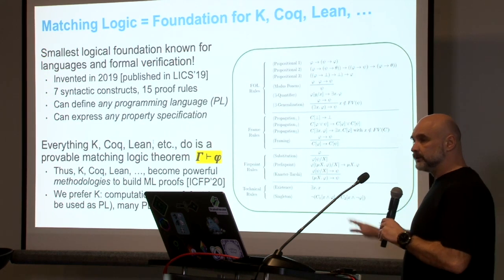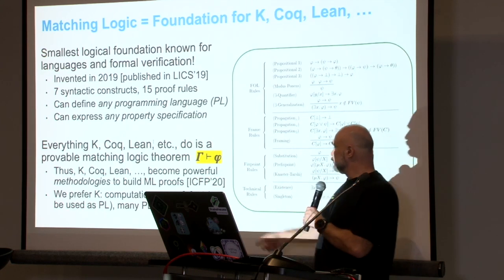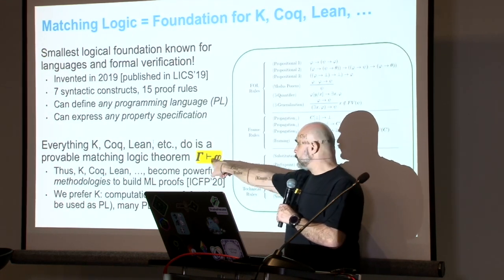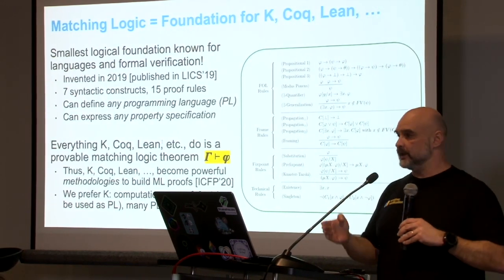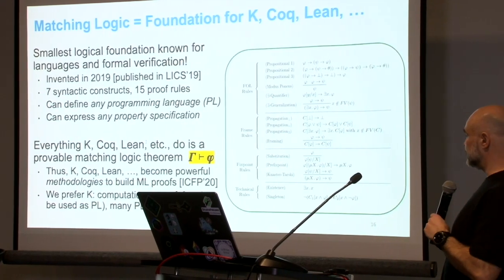But all these tools, all they do is reduce claims to mathematical facts like this: in this theory, gamma, this claim phi holds. And then you have a sequence of steps, millions, billions of steps, that derive that theorem.